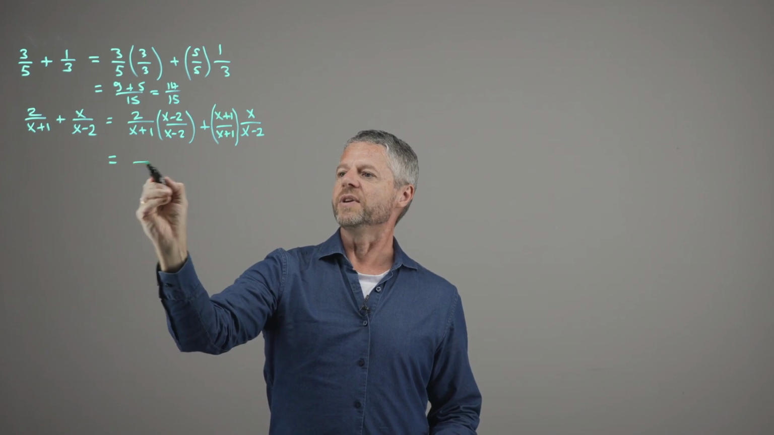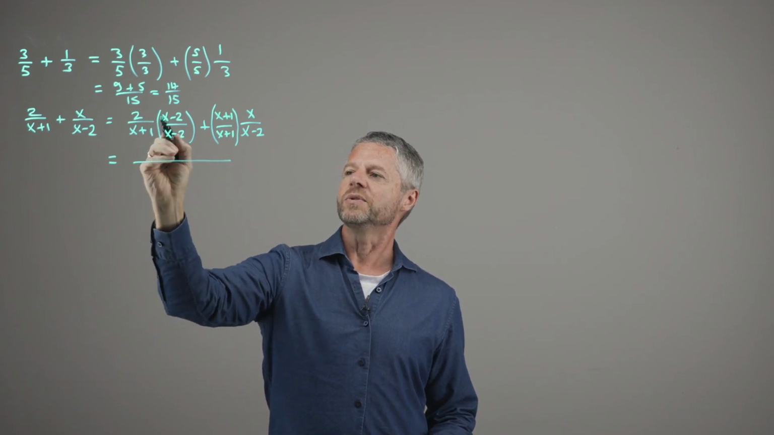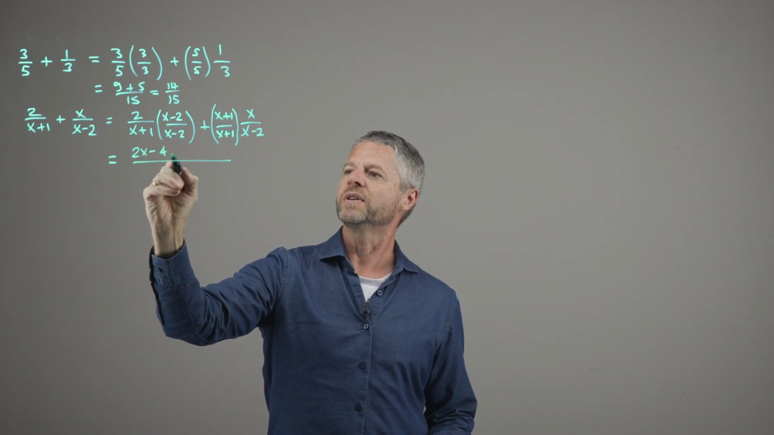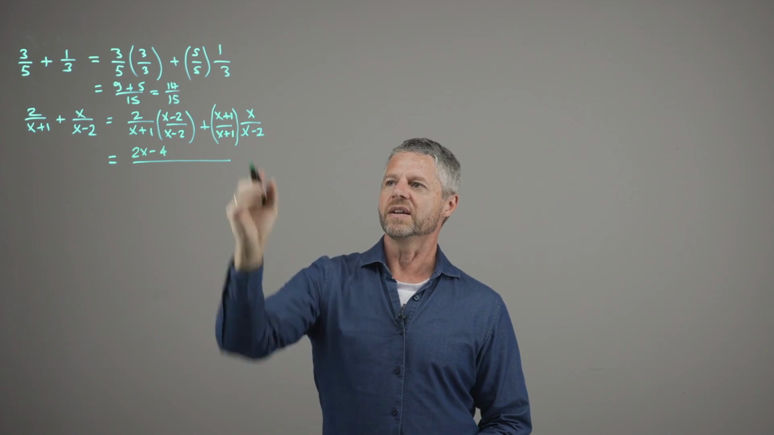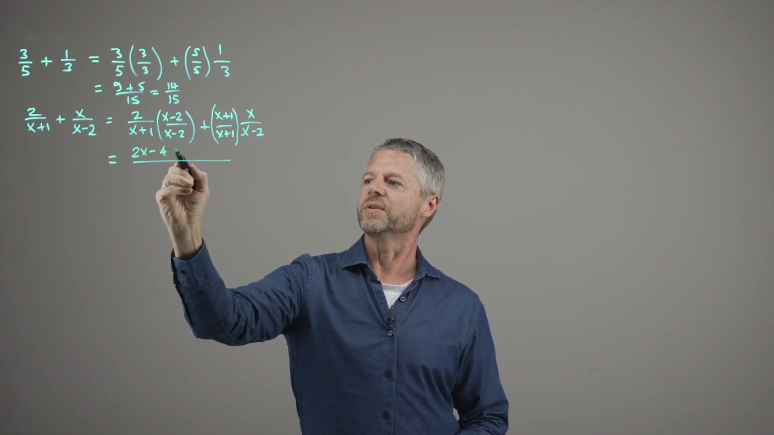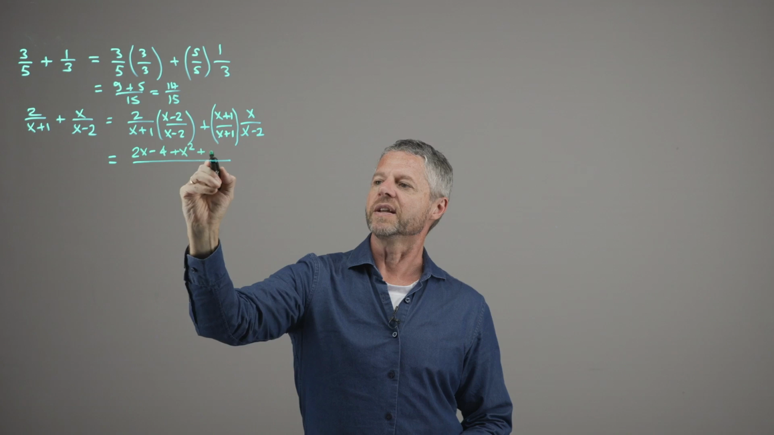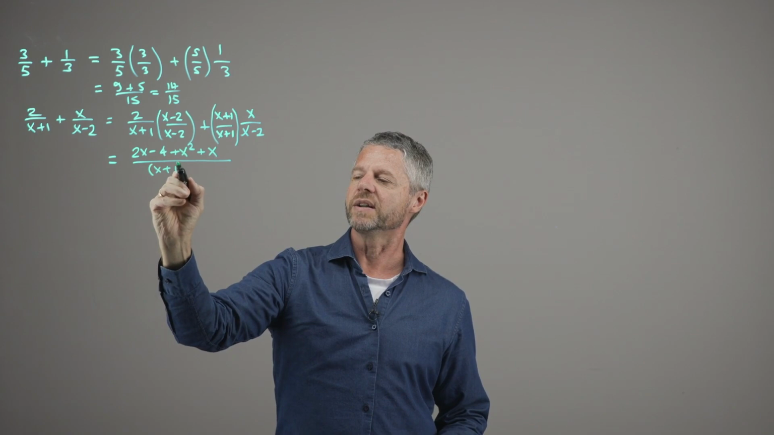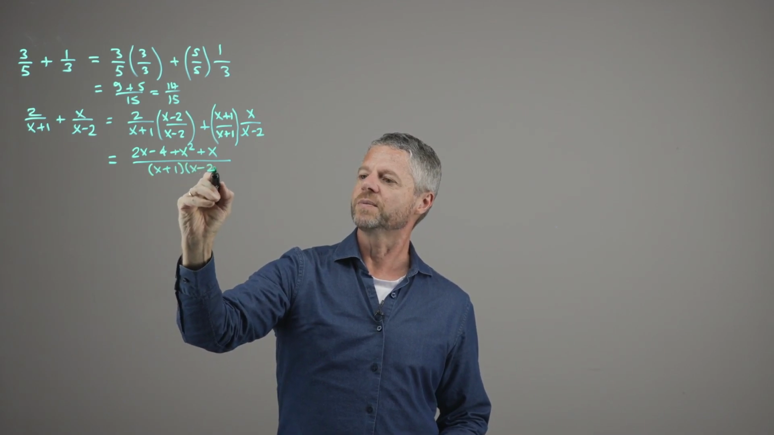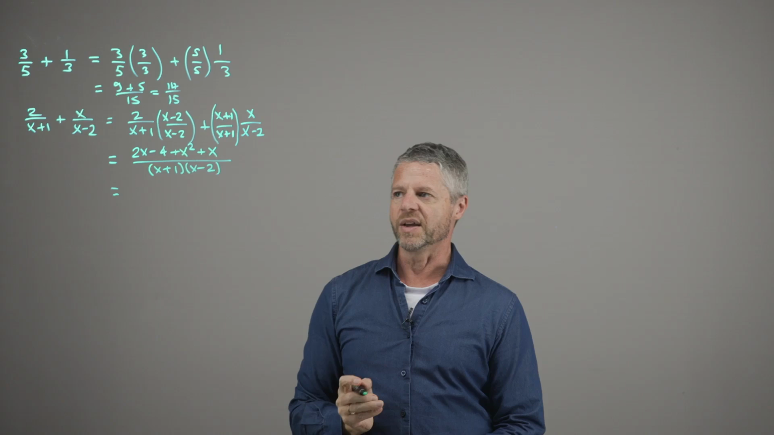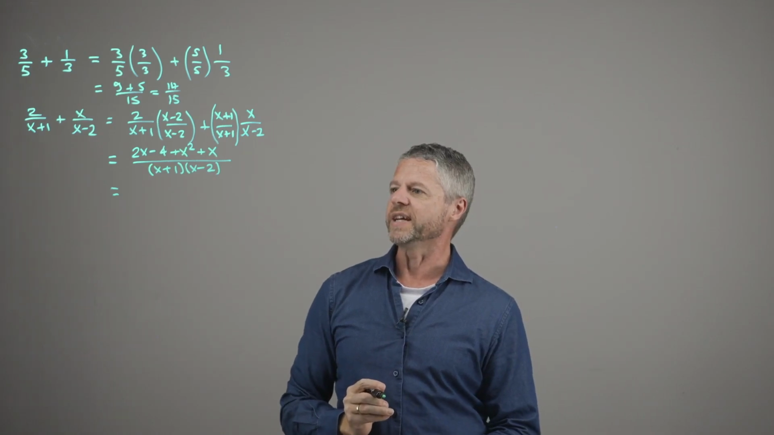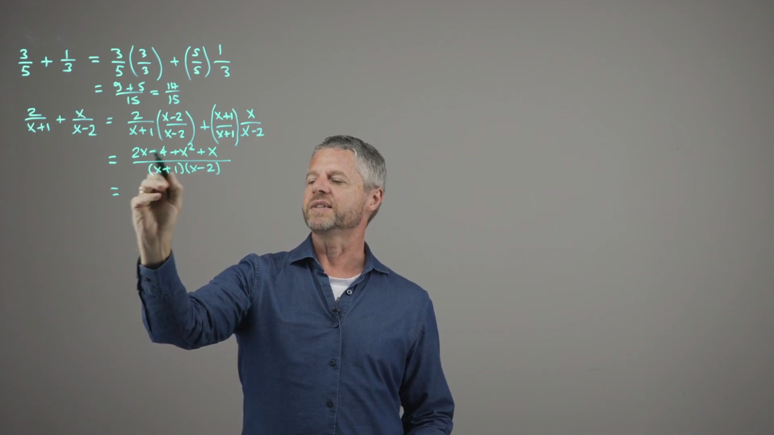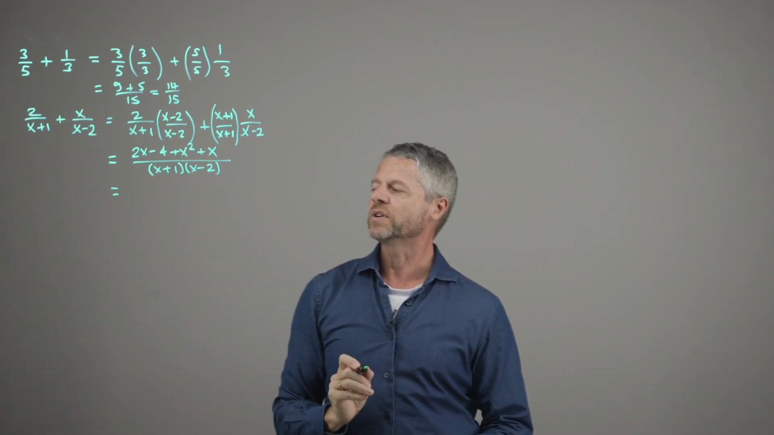In the numerator, we'll have 2 times (x minus 2), so 2x minus 4. Then for the next part, we've got (x plus 1) times x, so we've got an x squared and an x. In the denominator, we'll have (x plus 1) times (x minus 2). Then we can simplify the numerator: we'll have x squared plus 3x minus 4.